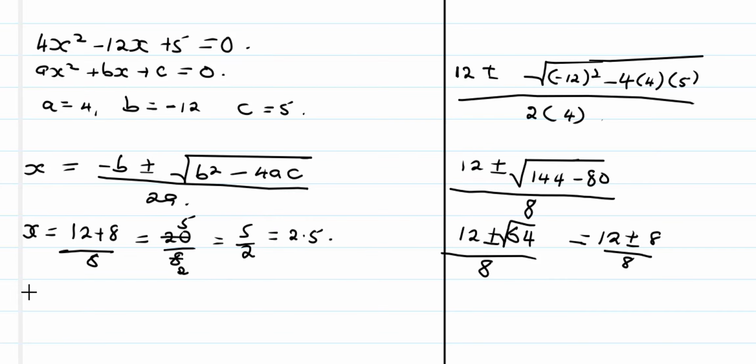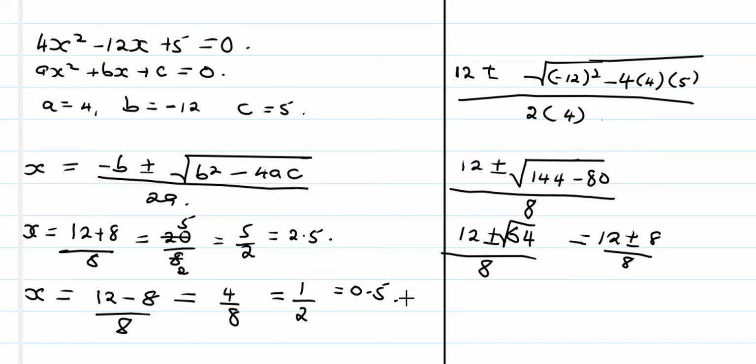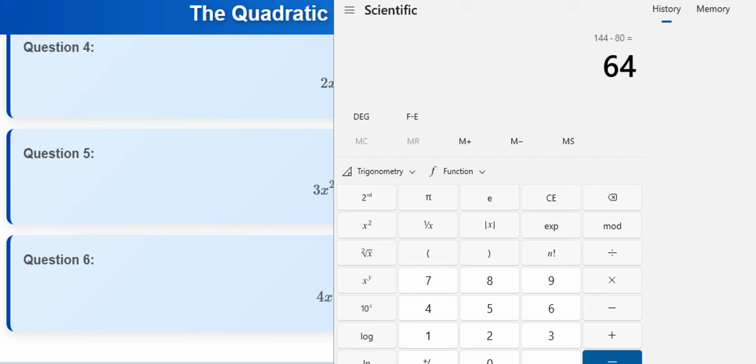Then the second instance of x is where we have the 8 as negative, and then it becomes 12 minus 8, divided by 8, which now becomes 12 minus 8 is 4, divided by 8. I can divide both by 4, which becomes 1 over 2, or half. Half is 0.5. And that becomes the two solutions for that question.